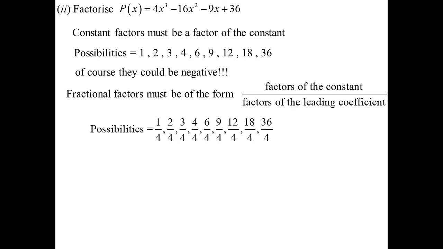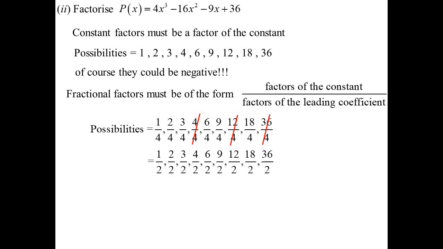So for this one, it's quite possible that I could have a quarter, 2 quarters, well, a half, 3 quarters, 4 quarters, well, that's 1, we've already got that one, and so on. So I could try all those, but I'll cross out the ones I've already got. So 4 on 4, that's 1, 12 on 4, that's 3, 36 on 4, that's 9. So the ones that I'm left with are other possibilities that we could try. I'll just tidy those up. But now, well, not tidy up, there's another possibility.